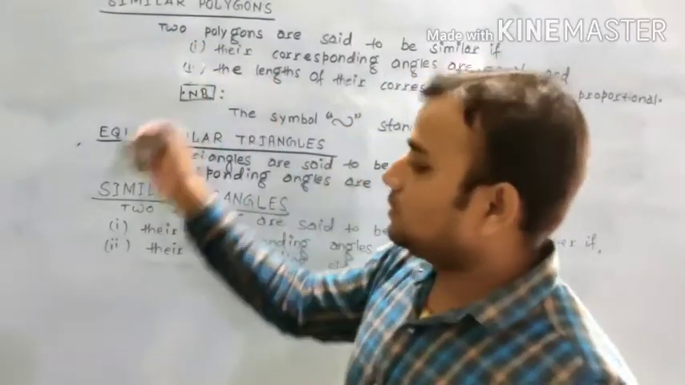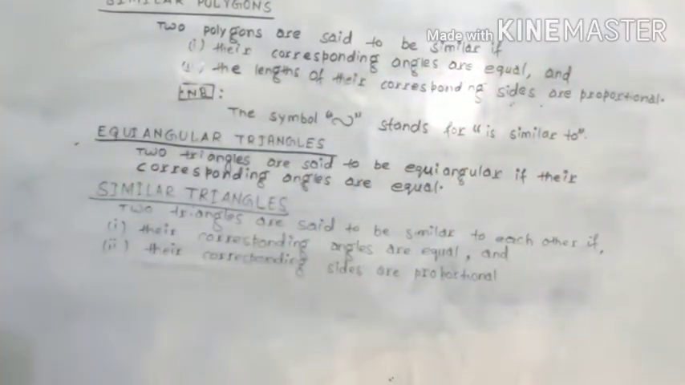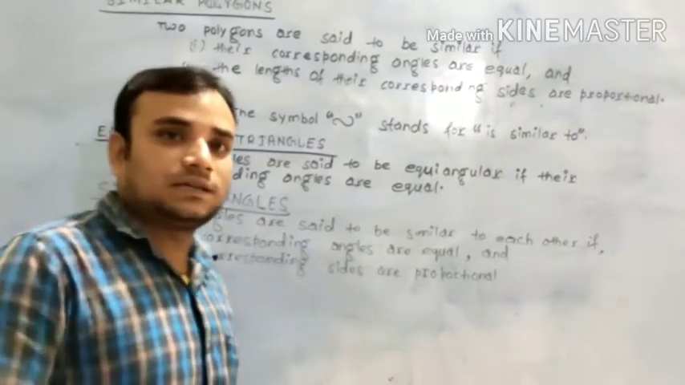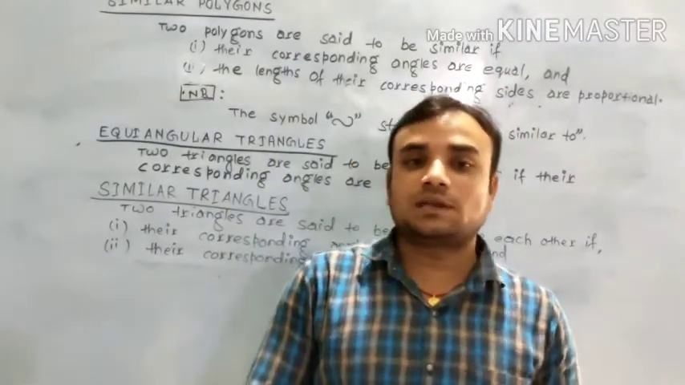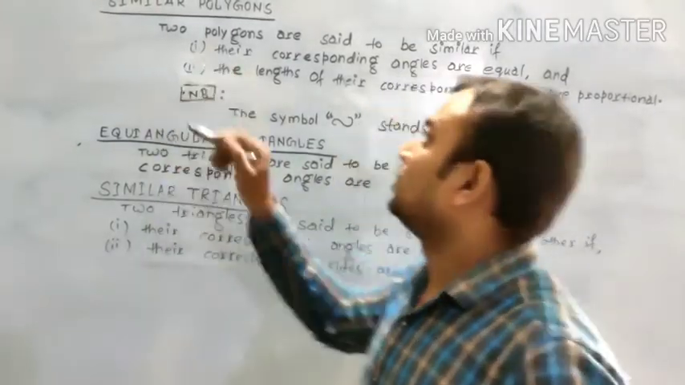Now the next topic is similar polygons. Polygon means having many sides. Poly means many and gon means side. You already studied polygons in previous class 8.